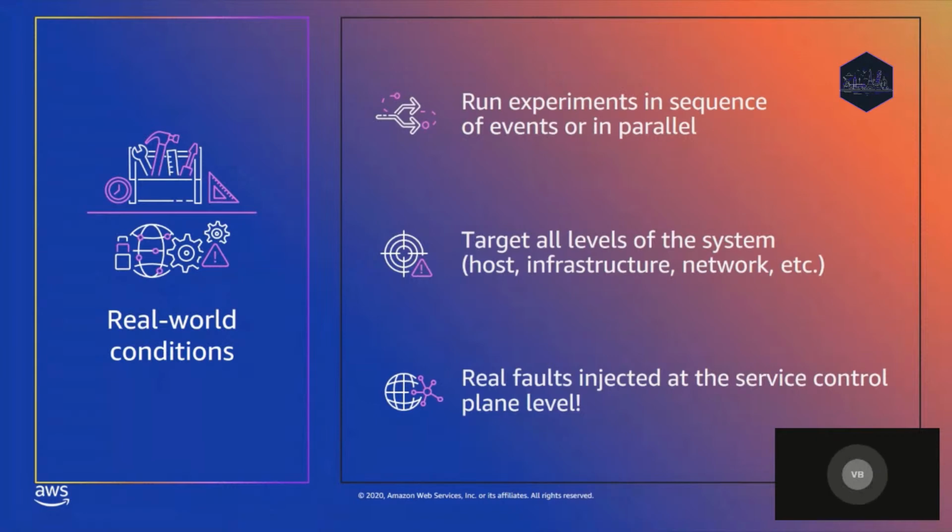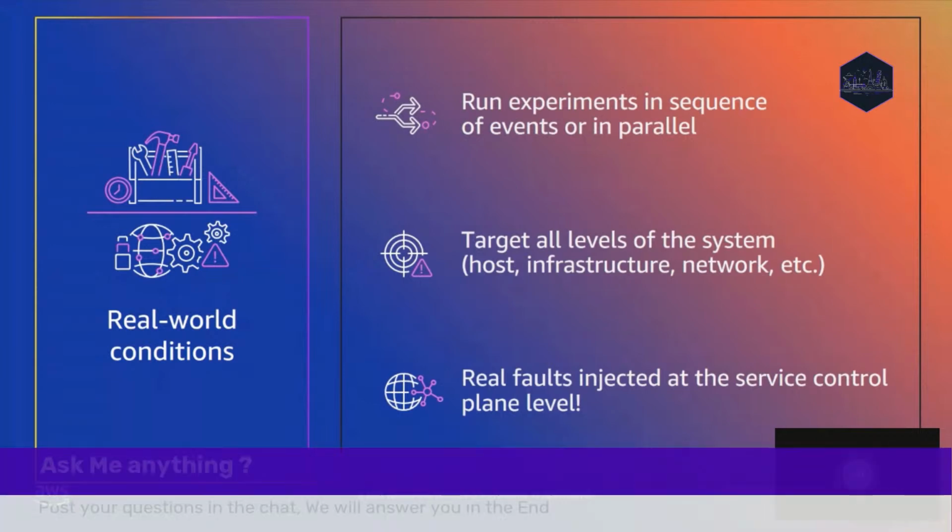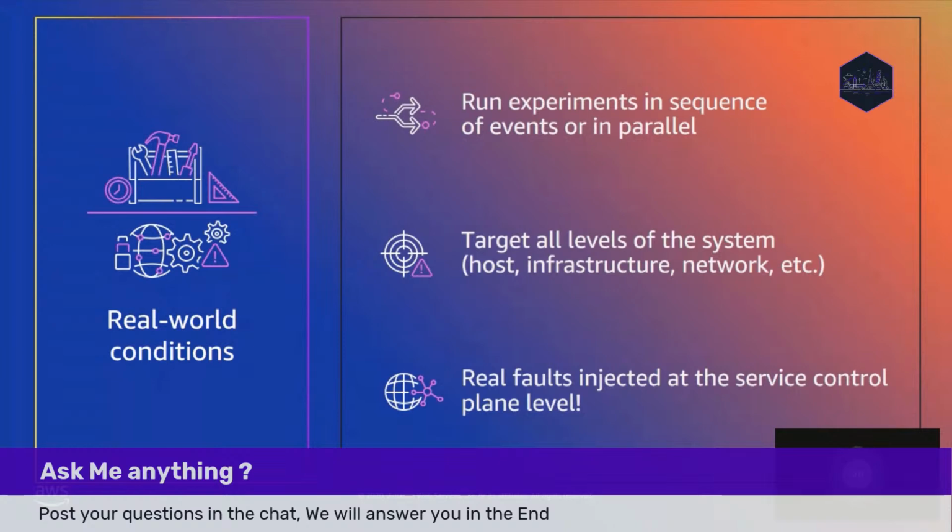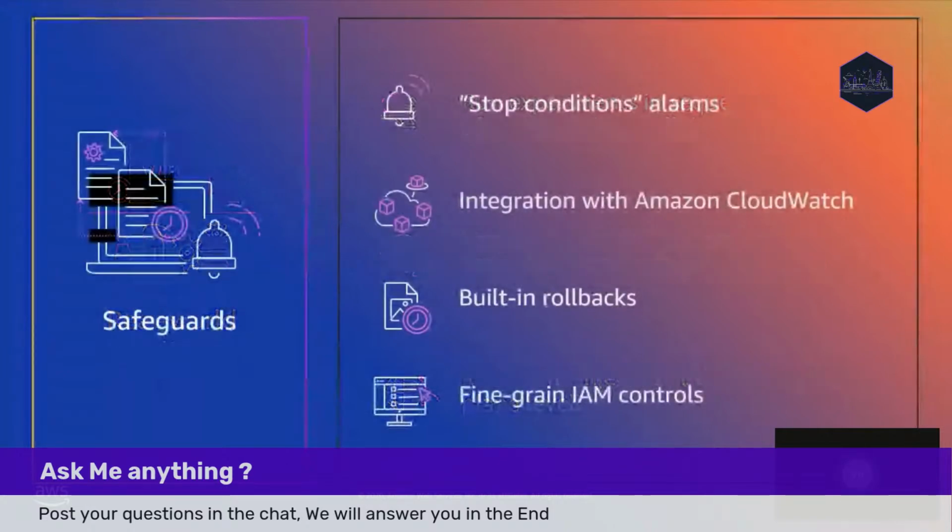So you can define, you can target all levels of your system at host, at infrastructure, and network layer. You'll see with your EC2, you can go at CPU level, network layer, and your infrastructure when you're defining where you are injecting your faults. And you inject real faults at the service control plane level, and that's another great thing. So that's the second part of why the service makes it easier for you. You can do real world conditions. You can test for those.